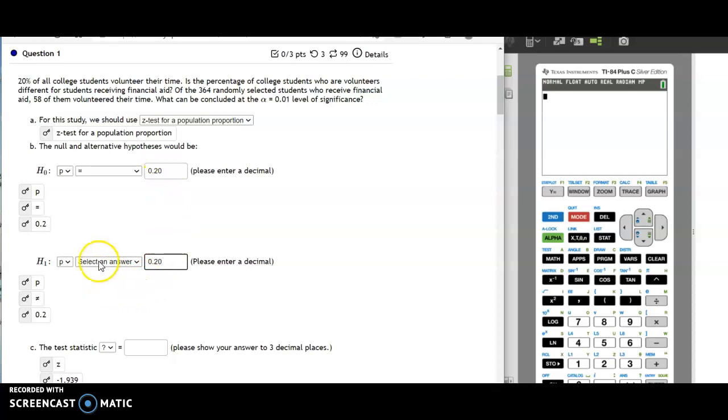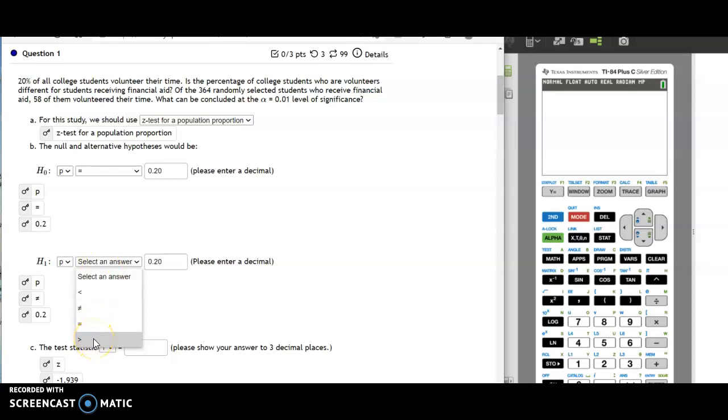Now for the H1, the alternate hypothesis, it's always going to be less than, greater than, or not equal to. So you have to pick one of those three. The less than is going to be concluded by words, if you see, you know, less than, fewer than, decrease, things that mean you're getting smaller.